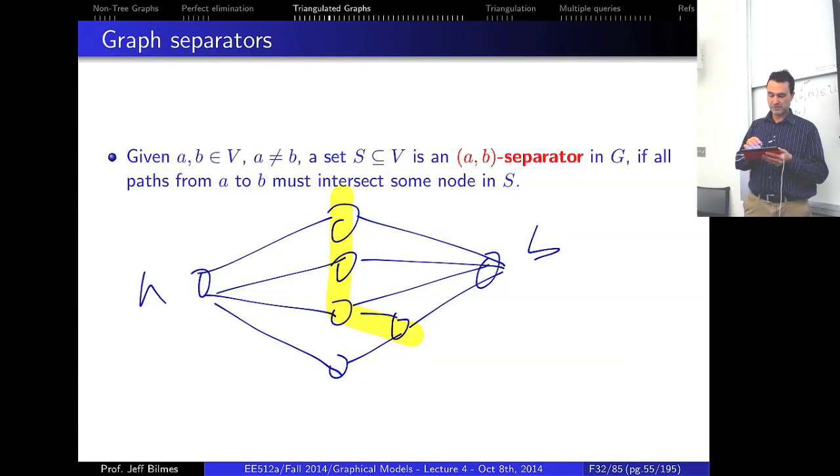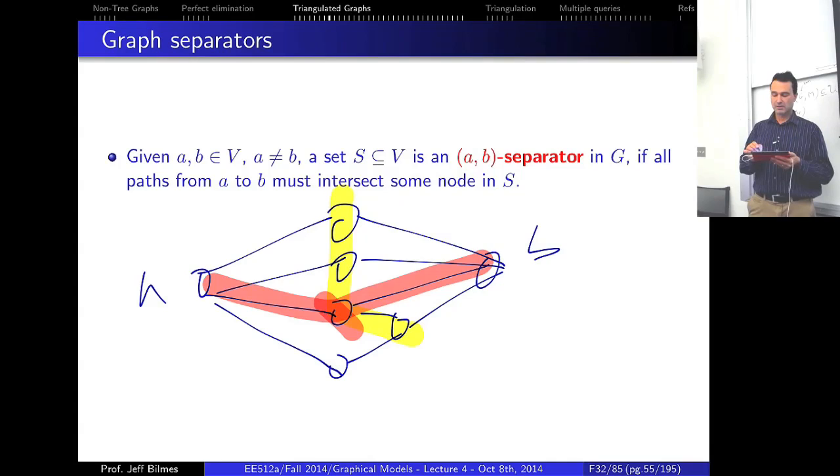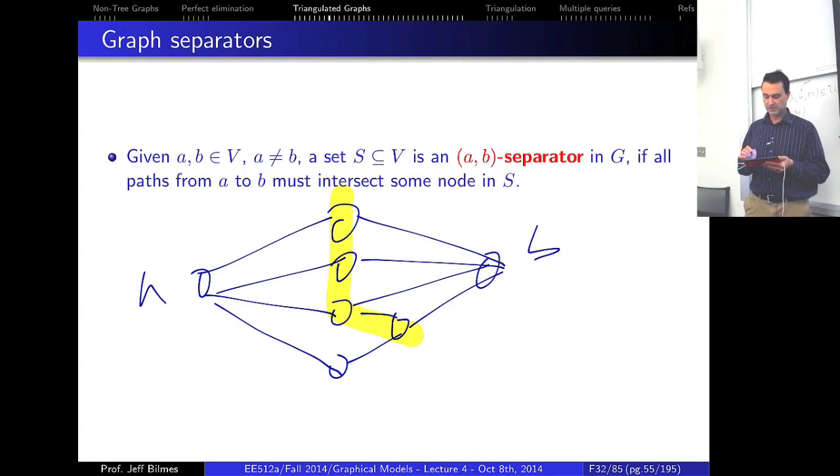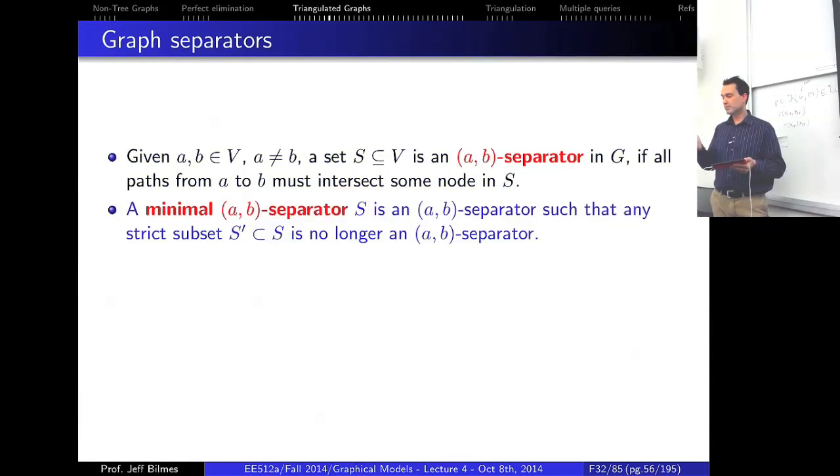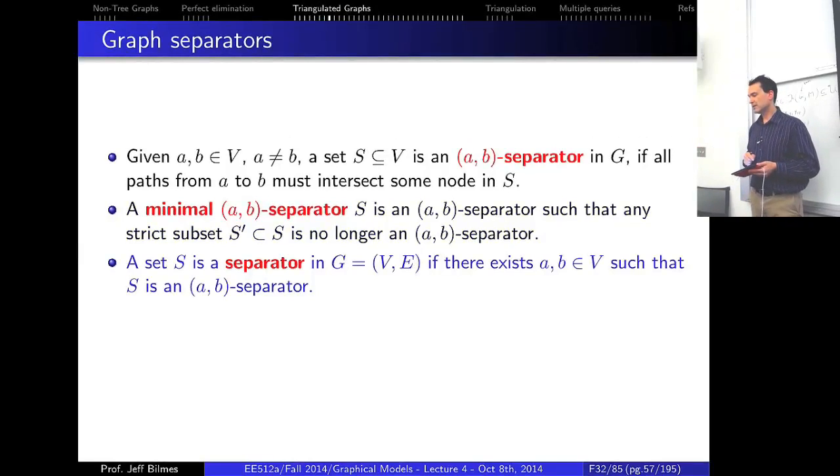Why is that? If you remove this node, then there's this path that opens up. If we remove this node, then it opens up this path, and so on and so forth. So that's clearly a minimal separator, but it's not minimal if that part was part of the separator. Okay, so we've got a separator and a minimal separator. These are both with respect to two vertices A and B. So we have an AB separator and a minimal AB separator.